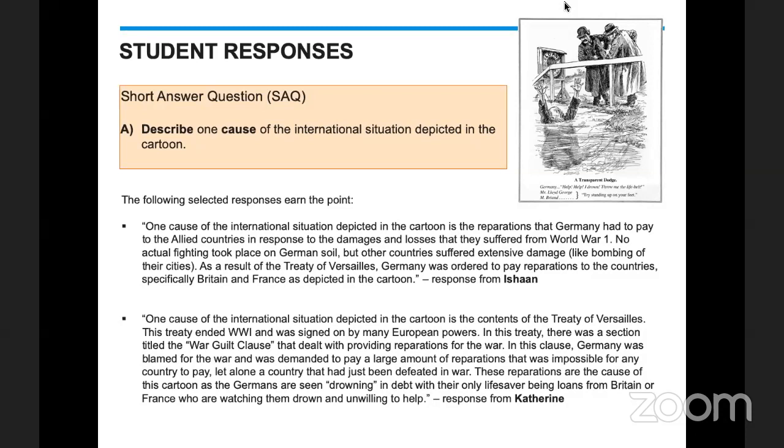In this clause, Germany was blamed for the war and was demanded to pay a large amount of reparations that was impossible for any country to pay, let alone a country that had just been defeated in war. These reparations are the cause of this cartoon, as the Germans are seen drowning in debt, with their only lifesaver being loans from Britain or France, who are watching them drown and unwilling to help. So that response from Catherine, that's a really nice response to prompt A.